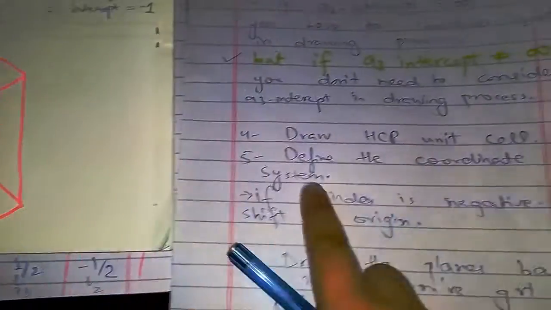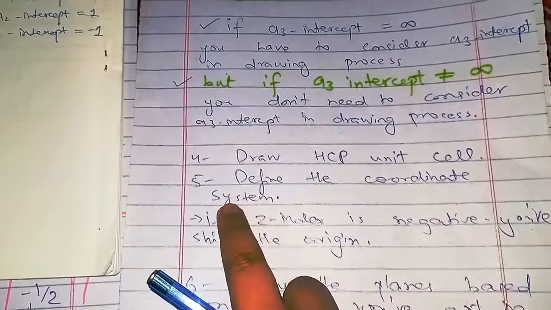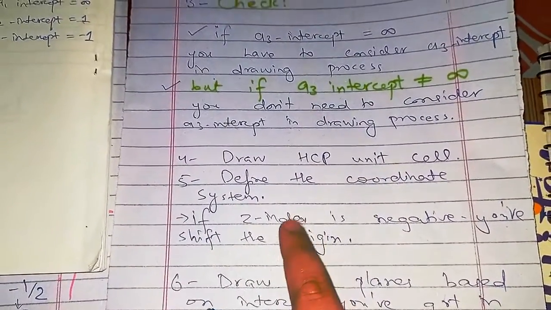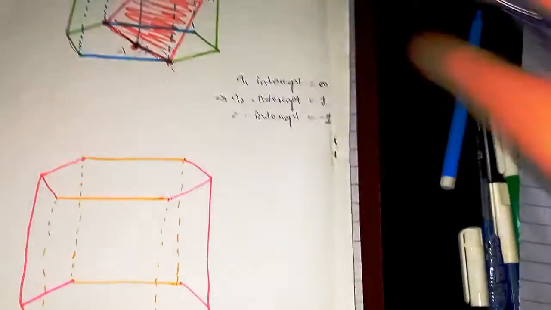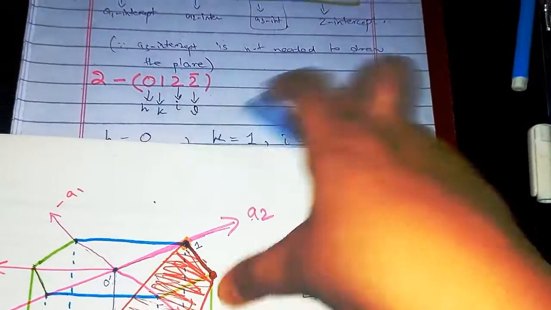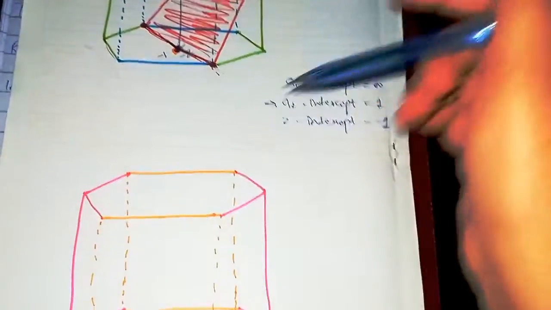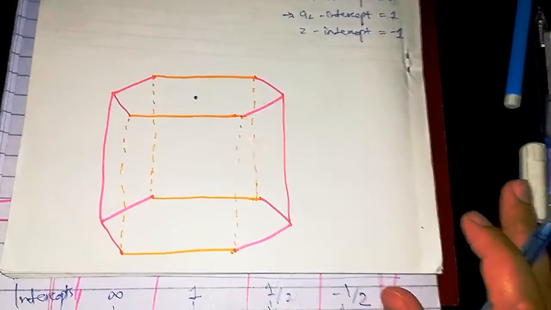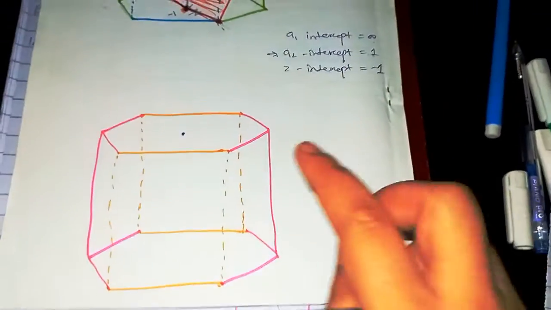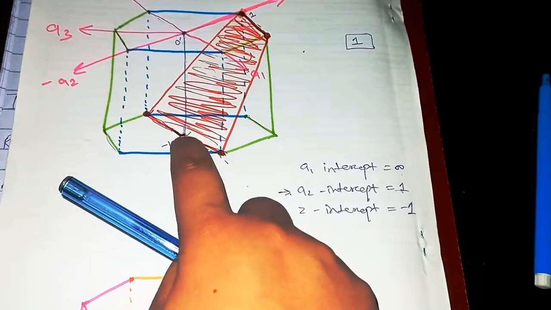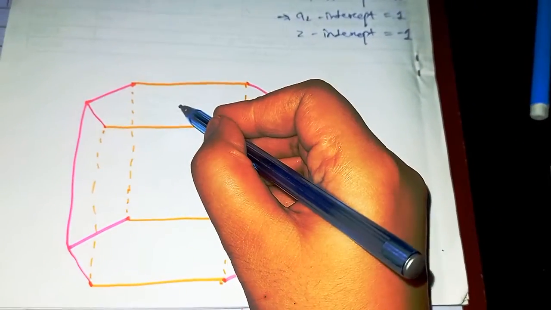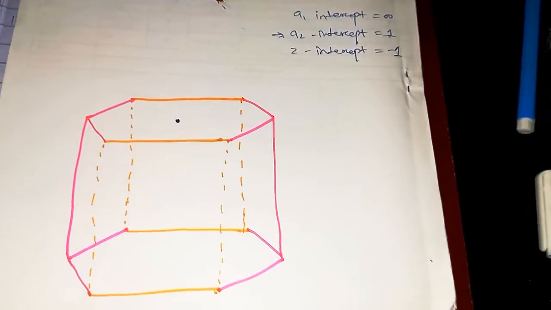As we have seen that we have drawn the HCP unit cell, now the next step is to define the coordinate system, and we'll define the coordinate system depending upon the polarity of z index. And we have seen that the z index is negative here. Since the z index is negative, we'll be using this point as origin. That is something now we are comfortable with. So we know that if the z index is positive, we'll use this basal point as origin, and if the z index is negative, we'll use this point as origin. So here we'll be using this point as origin.